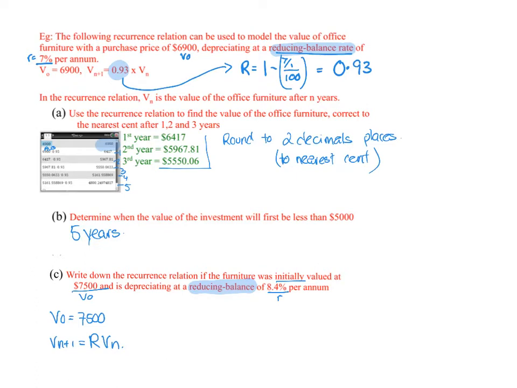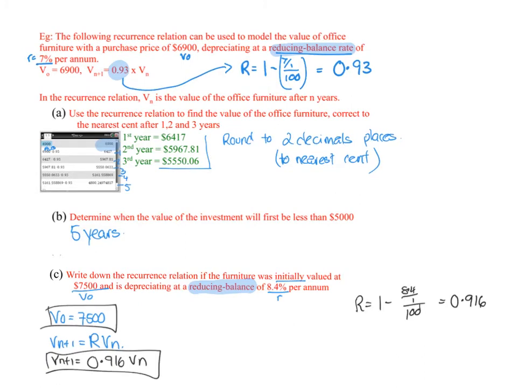So over here, I'm just going to work out what my big R is, which is 1 minus 8.4 over 100. They're not really saying yearly or monthly, so I'm just going to pretend it's yearly. And we'll end up with an R value of 0.916. So I can write out this formula, this Vn+1 is actually 0.916 Vn. So remember that, and that is what we need in our answer for a recurrence relation.